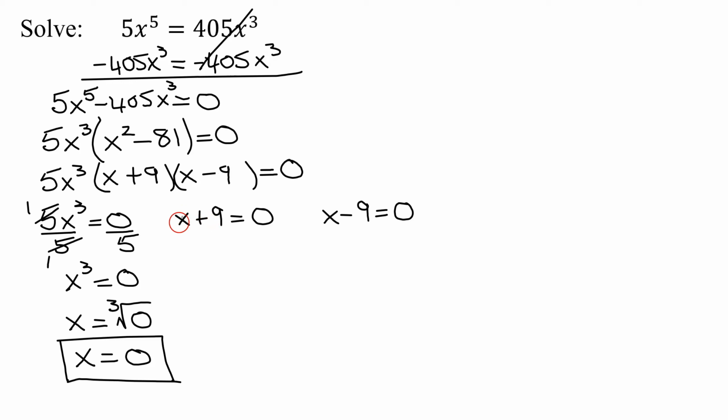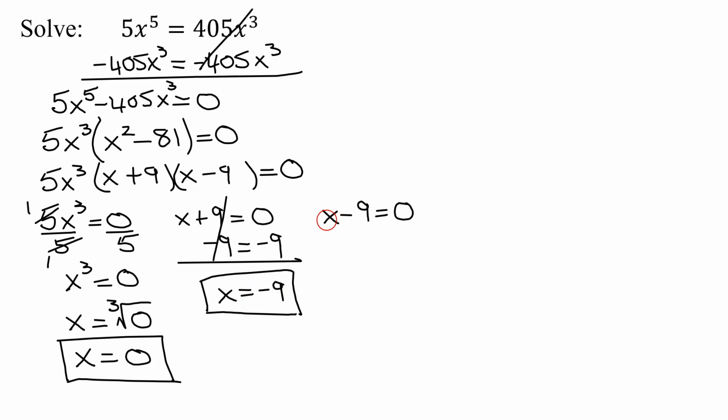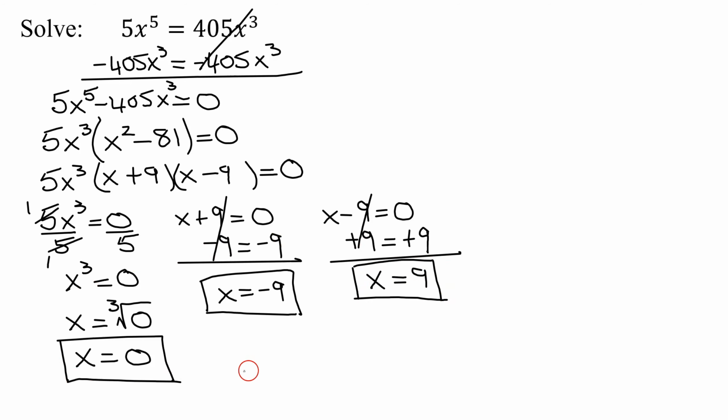The next factor, x plus 9 equals 0. Subtract 9 from both sides. We get our next solution of x equals negative 9. And our last factor, x minus 9 equals 0. Add 9 to both sides. You get the last solution of x equals positive 9. So here are the 3 solutions to this polynomial equation.